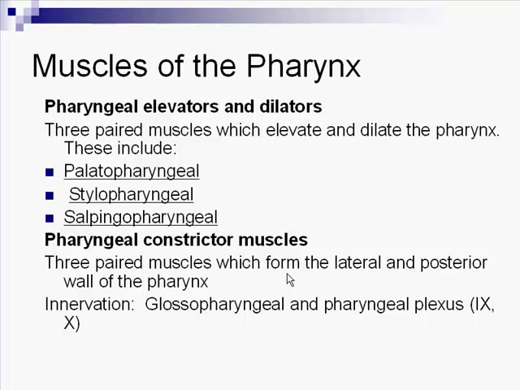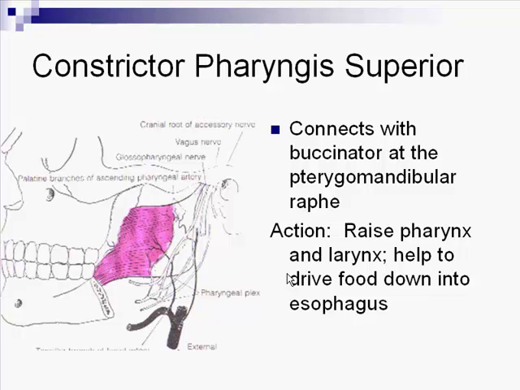The muscles of the pharynx are three paired muscles which elevate and dilate the pharynx so it is ready to receive the food that is to be swallowed. The pharyngeal constrictor muscles include the superior pharyngeal constrictor, middle pharyngeal constrictor, and inferior pharyngeal constrictor, which are to follow. There's a lot to remember here.